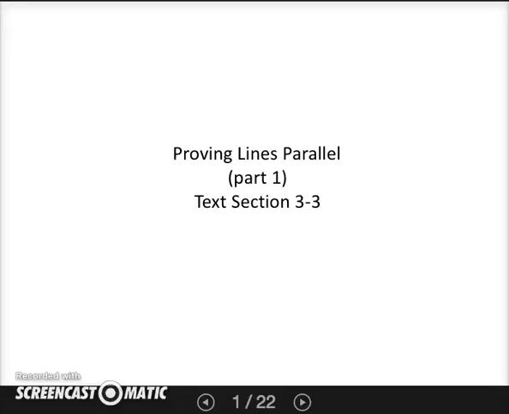This video is about proving lines parallel, part 1, and it comes from your text, section 3-3.